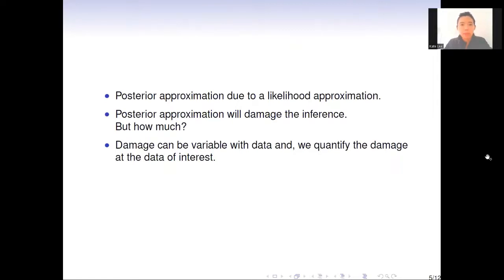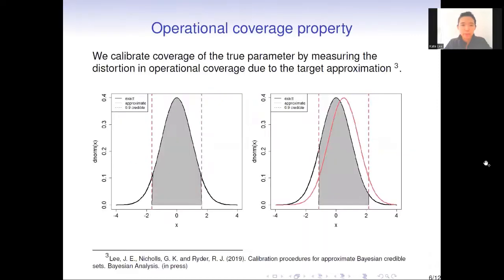The question is whether we can estimate such damage. If we can quantify the damage in inference due to the usage of likelihood approximation, then we will be able to make a more sensible decision. If the damage is acceptable by your standard, then you may keep using the approximation. If the damage is not acceptable, then you may need to look at a more accurate model for your inference.